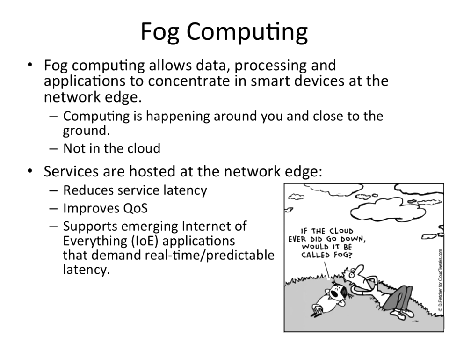So what is fog computing? Fog computing allows data processing and applications to concentrate in smart devices at the network edge. So therefore, computing is happening around you and close to the ground as opposed to being in the cloud. Okay? So it's not happening in the cloud. There's data and processing applications that are more localized and not in the cloud. So services are hosted at the network edge.